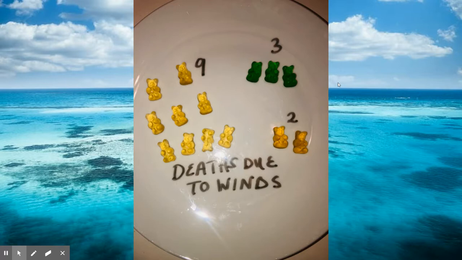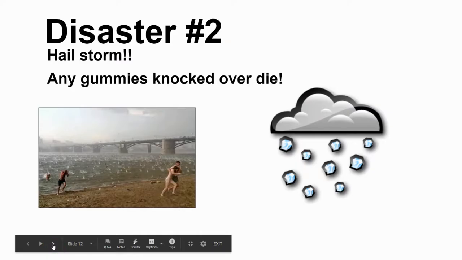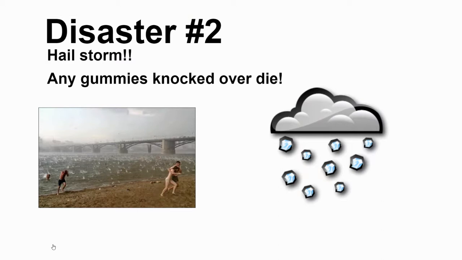So you can pause this here and subtract those numbers from your initial populations. Again, these are clearathol, yellowathol, and greenathol. The second disaster after the gale force winds from the tsunami is a hailstorm. Any of the gummies knocked over by the giant hail would be considered gone.